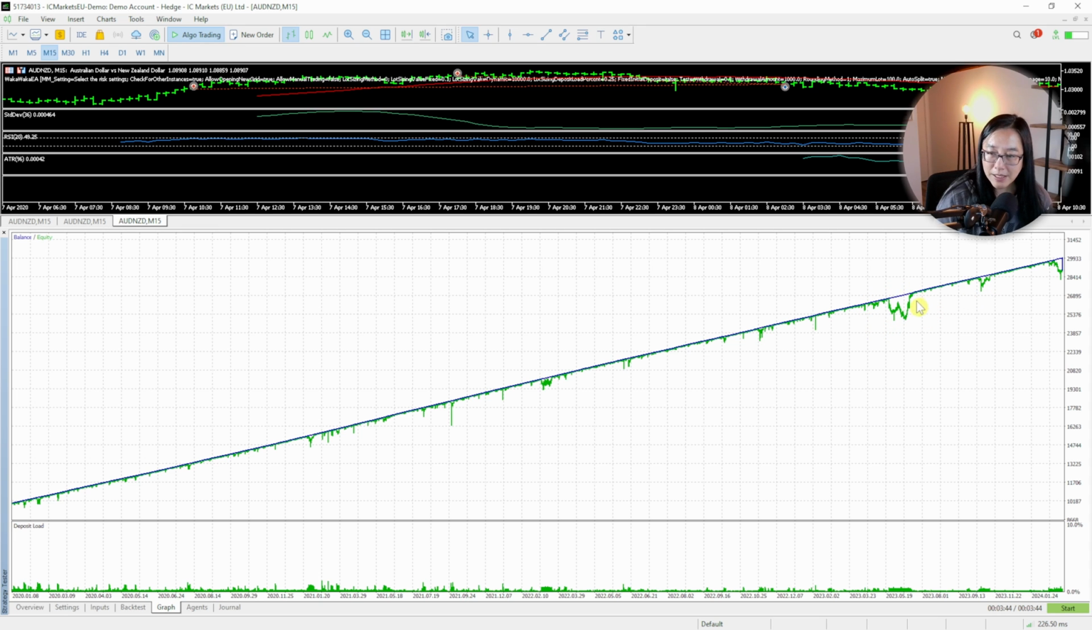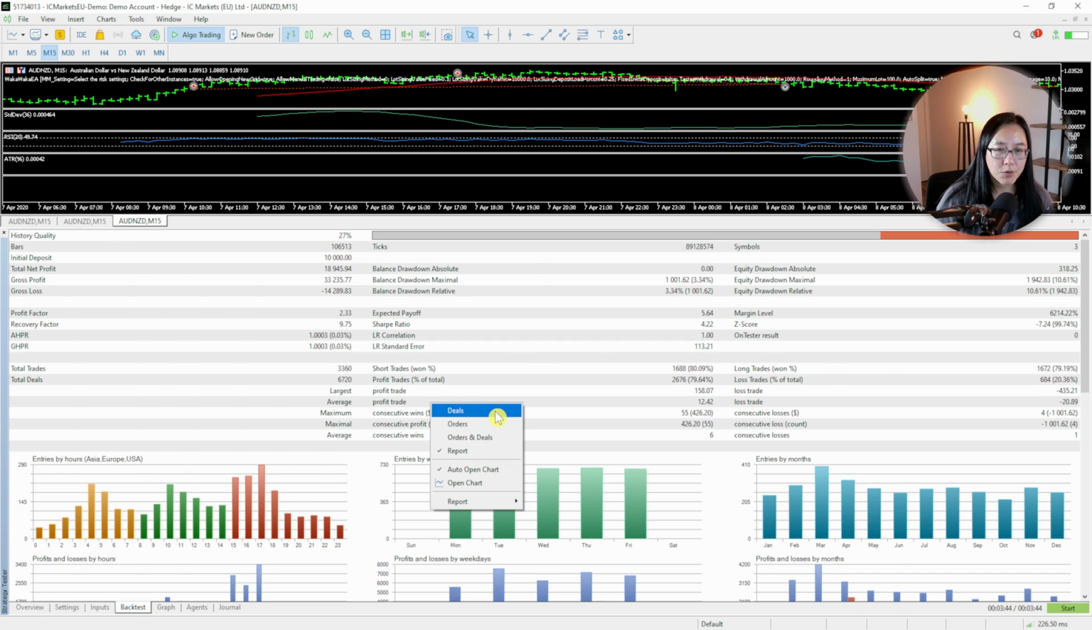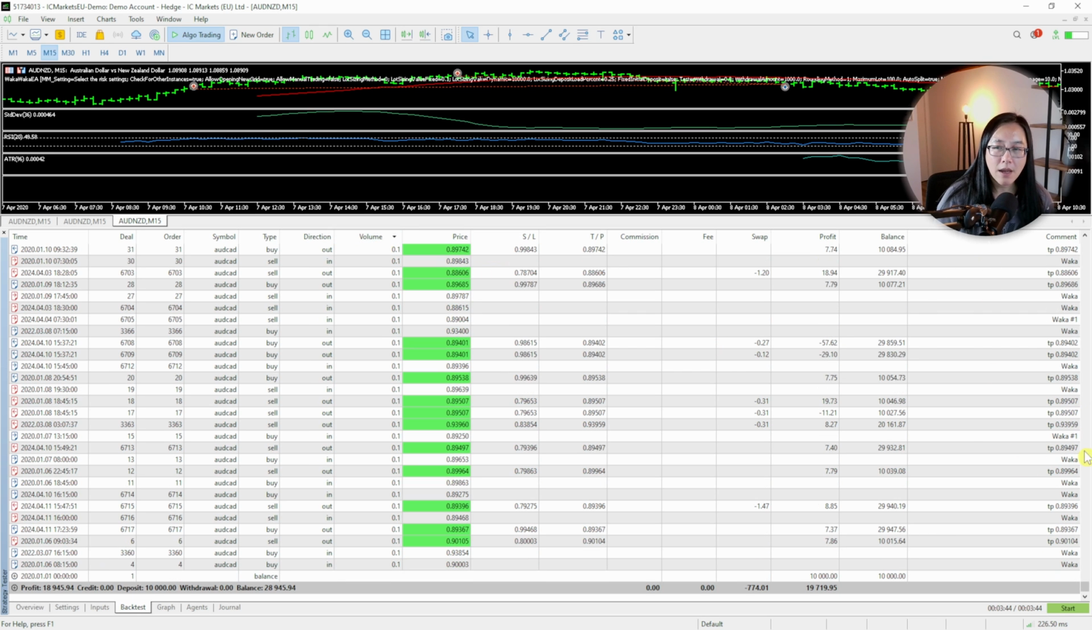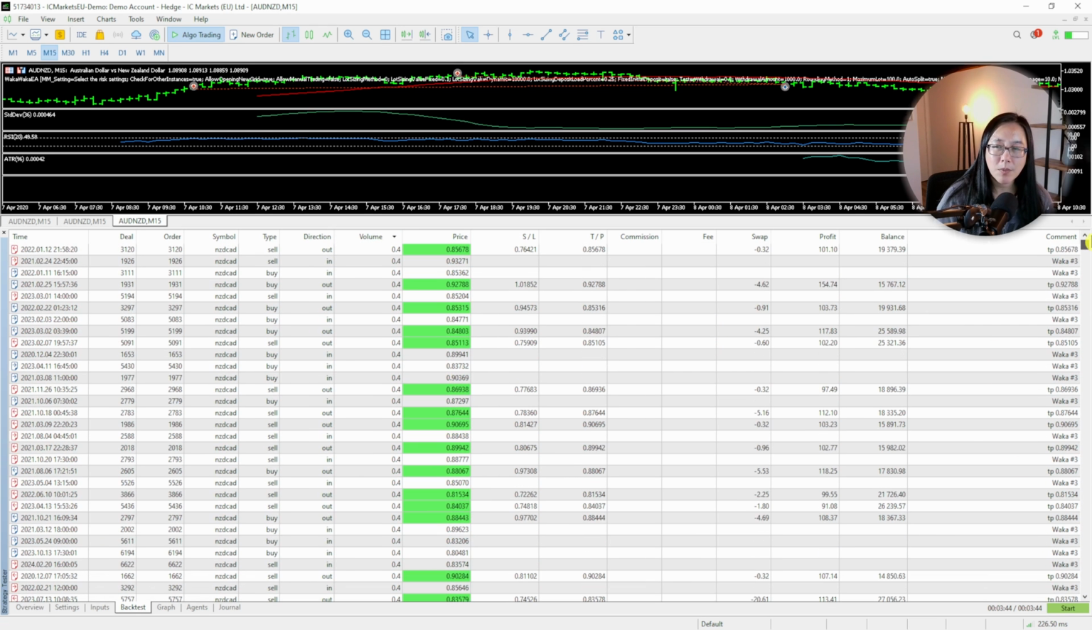However, back in May, we'll see a reasonably long drawdown. This looks about a month and a half of drawdown because we are limiting our trading. But overall, it does seem to make an improvement over profitability and drawdown. And if we head over to deals and again sort by volume, because we want to see what we've seen in the past, which should be 0.4 because we have limited it to 4 trades only.